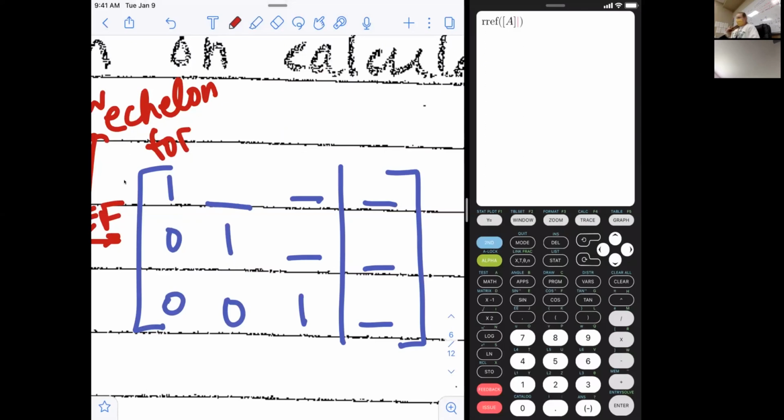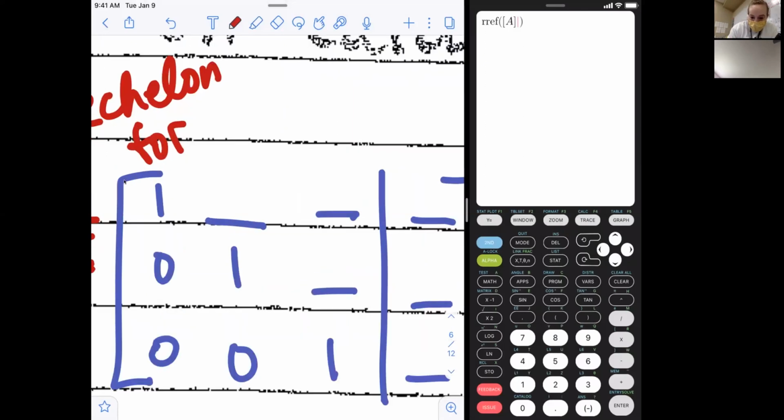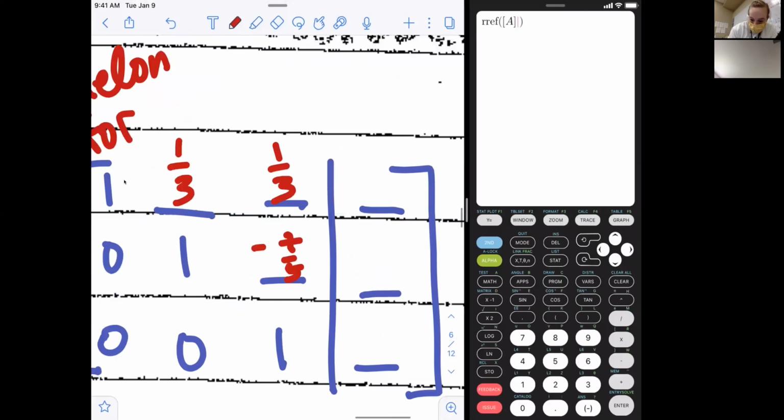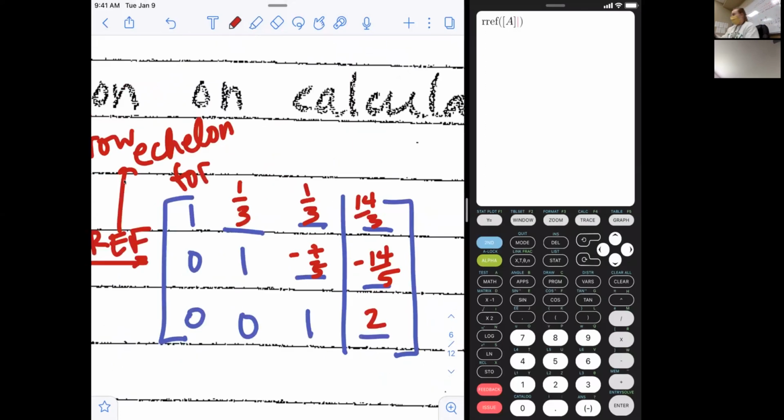All right, so the numbers are 1/3, 1/3, and -7/5 is underneath that 1/3. And then it's 14/3 and -14/5 and 2. Okay, so this is what we get in row echelon form.